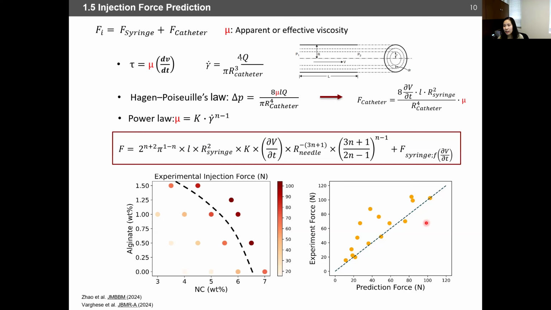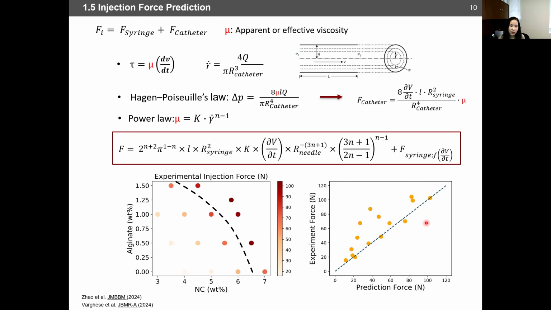There will be some slippery, complicated material, so using the power law to correlate the viscosity may not be that accurate. Those are the things we're also trying to improve in the future. But this would allow us to have a predictive platform that can help us correlate our material with the practical applications.